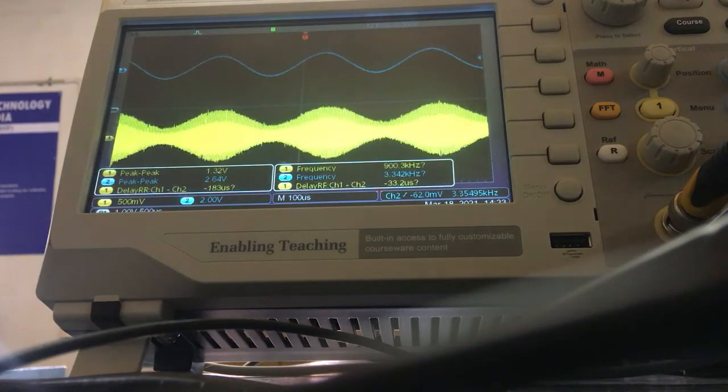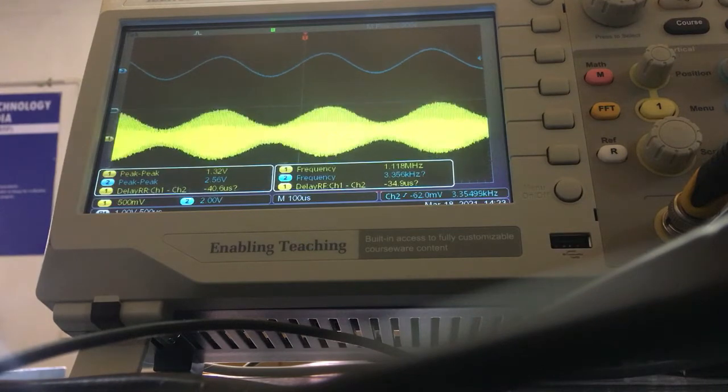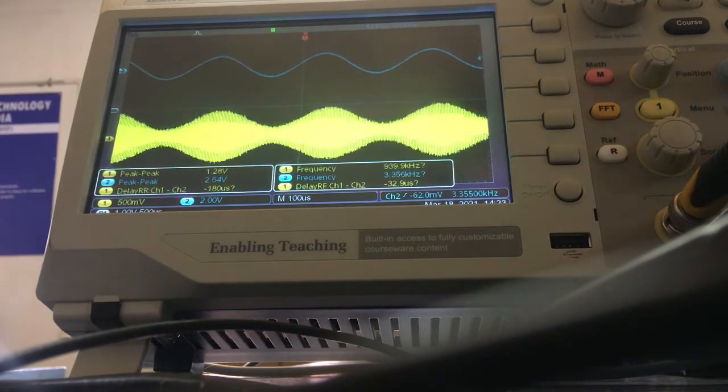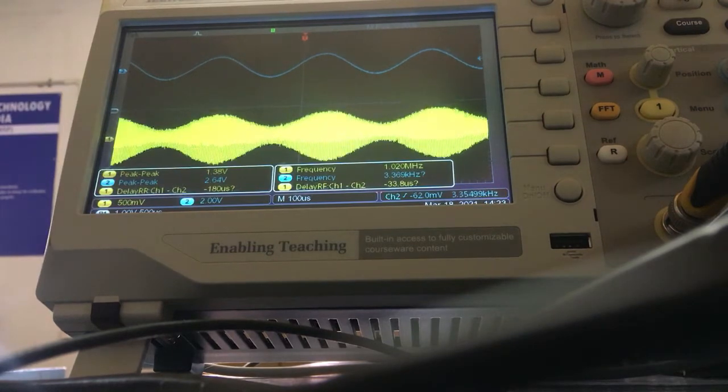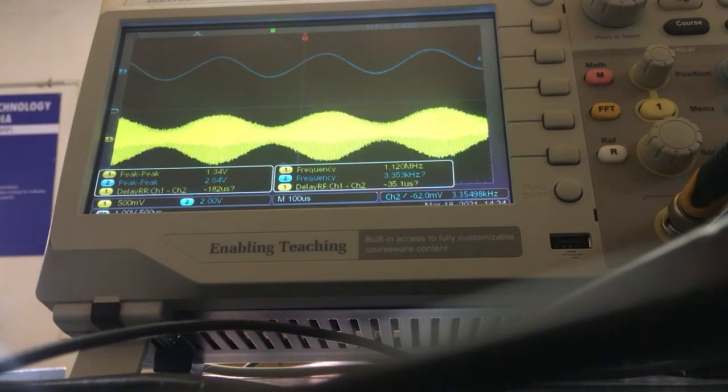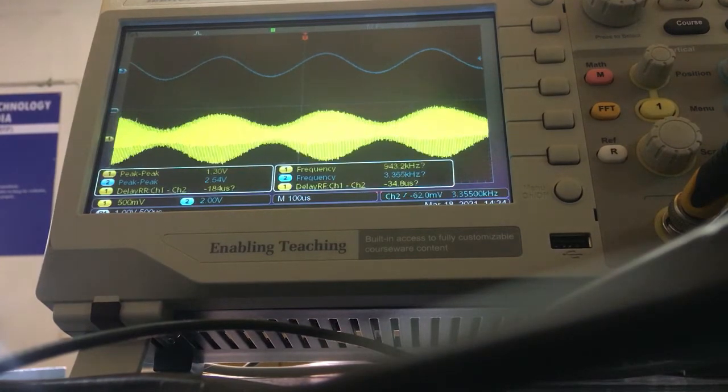So these are the waveforms. The above blue waveform is of the audio signal, which is our message. It has a frequency of almost, as you can see, 3.35 kilohertz, and with a peak to peak of 2.64 volts. And the below waveform is the modulated AM signal waveform, which has a frequency of around 1 megahertz, which is the carrier frequency, and has a peak to peak of 1.3432 almost volts.